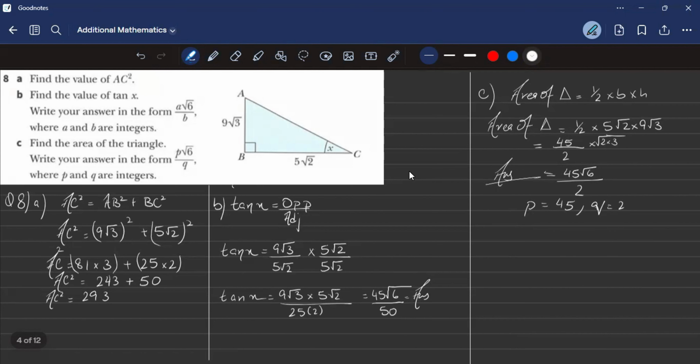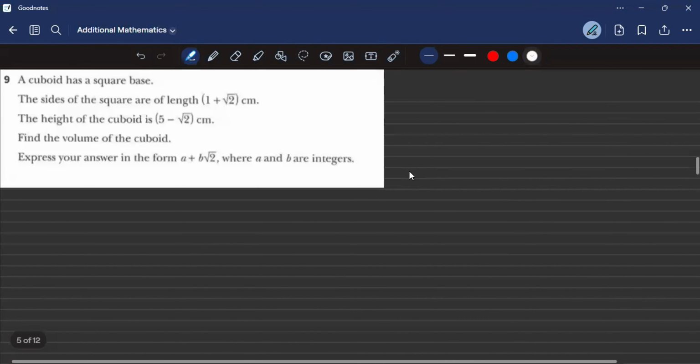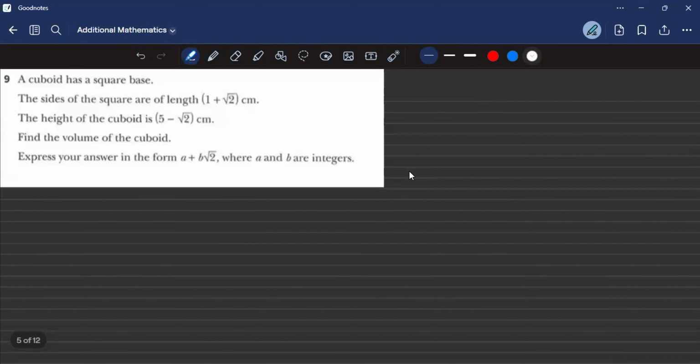Question number 9. Question number 9 tells us that there's a cuboid and it has a square base. The side of the square is of this length, the height of the cuboid is this, find the volume of the cuboid. So basically, how do we draw a cuboid? I'll try my best. As you can guess, I am really bad in drawing.